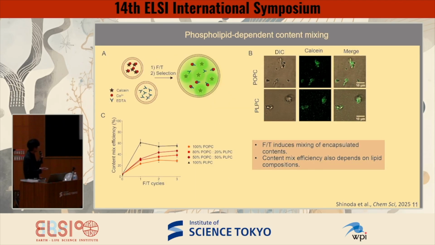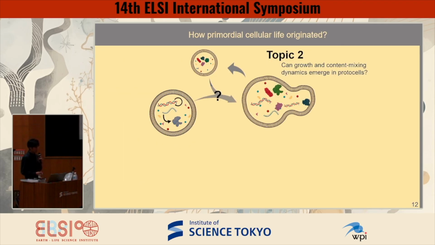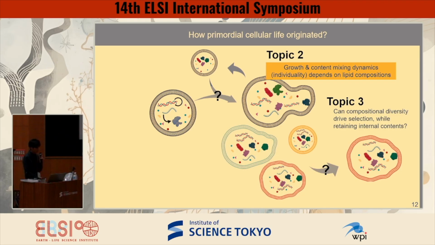And in the interest of time, I'm not going to go into detail, but when it comes to content mixing, we also see a clear dependence on lipid composition. So to conclude topic number 2, we found that growth and content mixing dynamics depend on lipid composition. This raises the next key question. If composition determines protocell individuality, can diversity in composition drive selection?